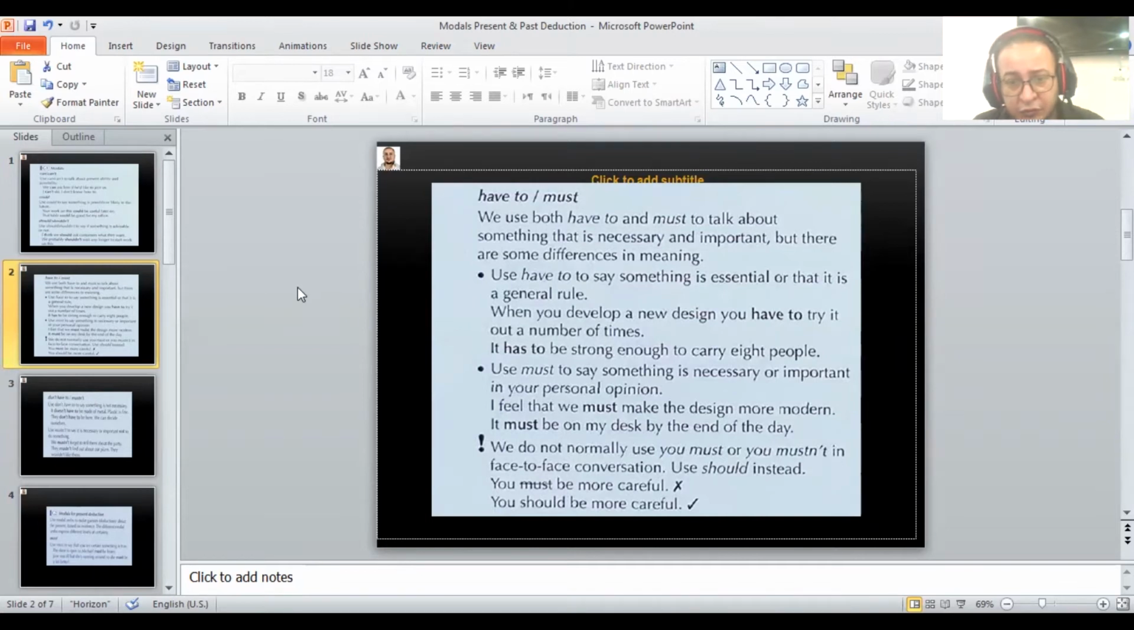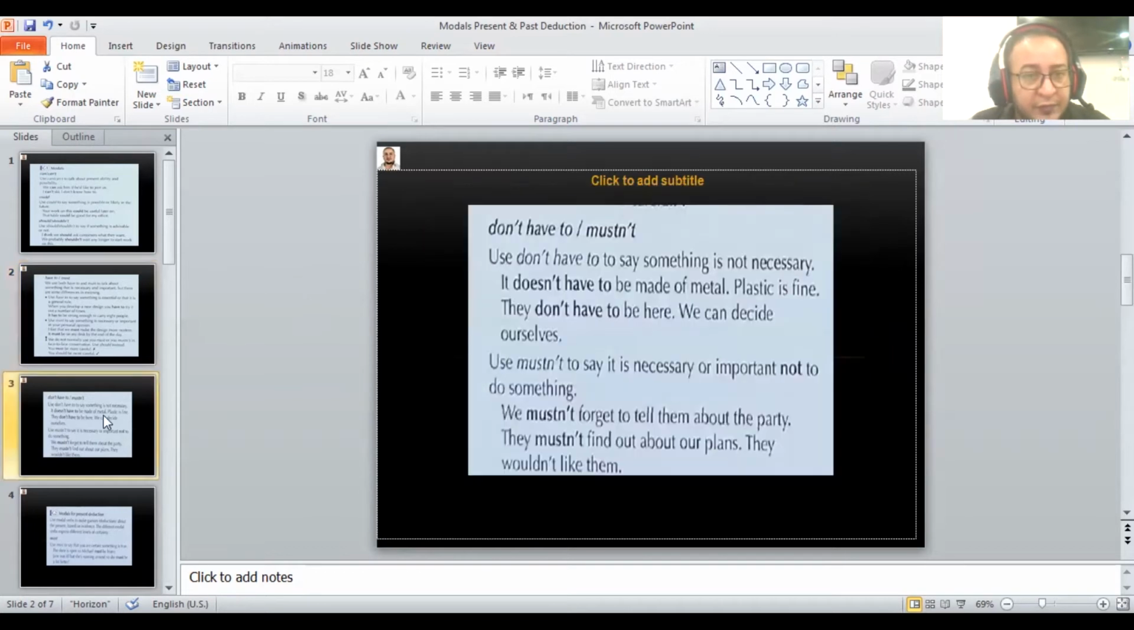We don't normally use you must or you mustn't in face to face conversation. Use should instead. The first sentence is a wrong use, which is you must be more careful. It's not preferable to be used. It's better to say you should be more careful.